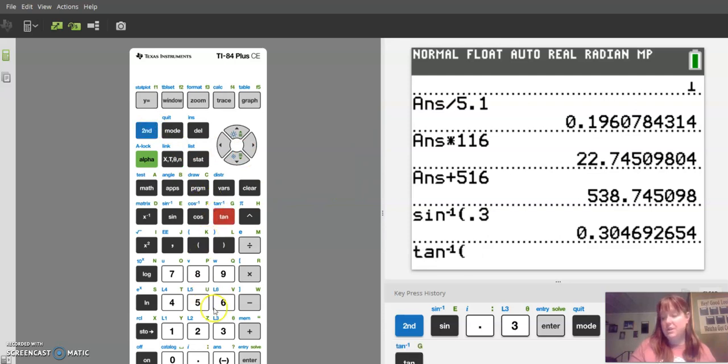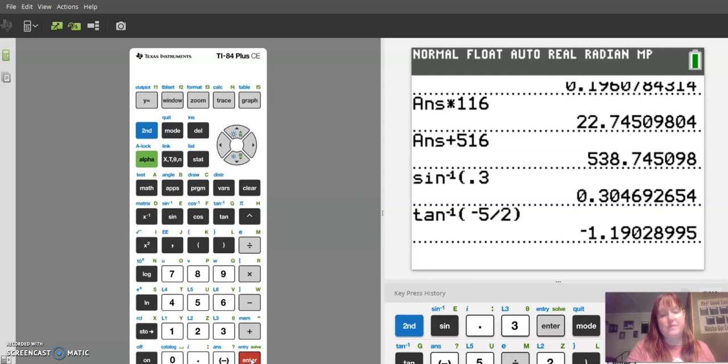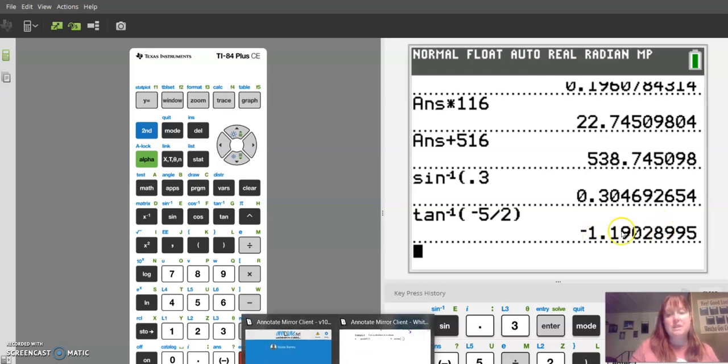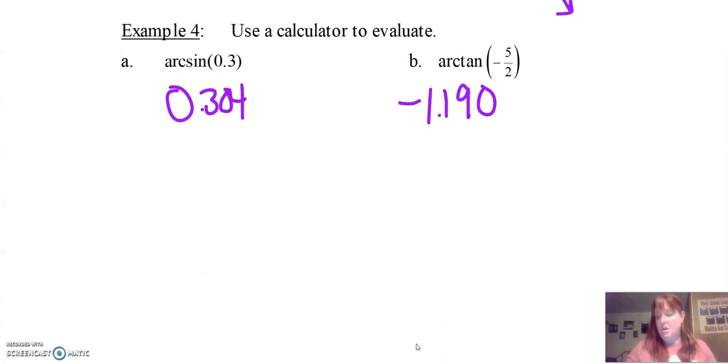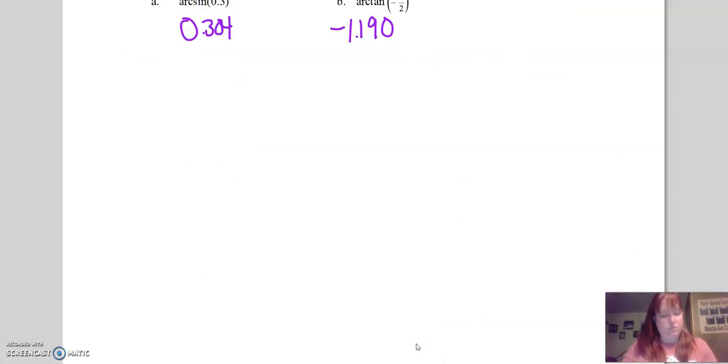And if we wanted to find the arc tangent, same thing. Inverse tangent of -5 over 2. Make sure you use the negative button, not the subtraction button. You'd be surprised at how often that happens. -1.190. And we have to write the 0 on this one because we need to go to 3 decimal places. Without that 0, it is not at 3 decimal places, even though that decimal place is a 0.